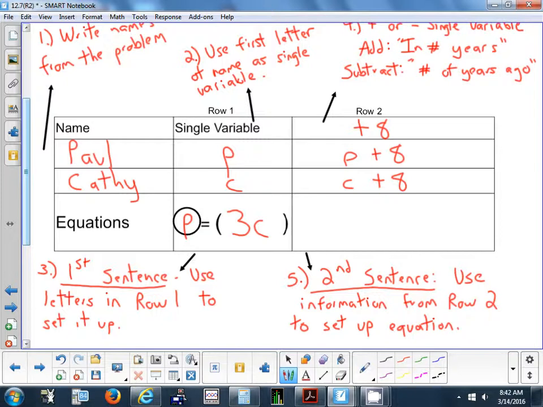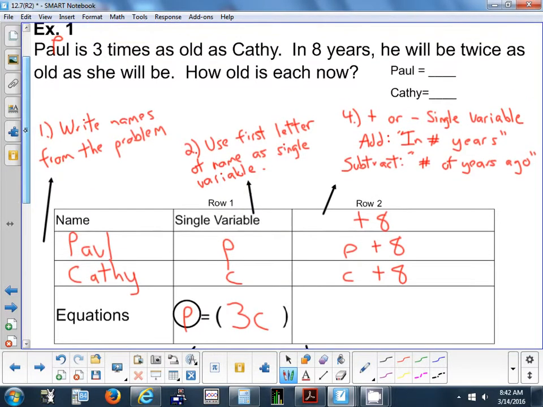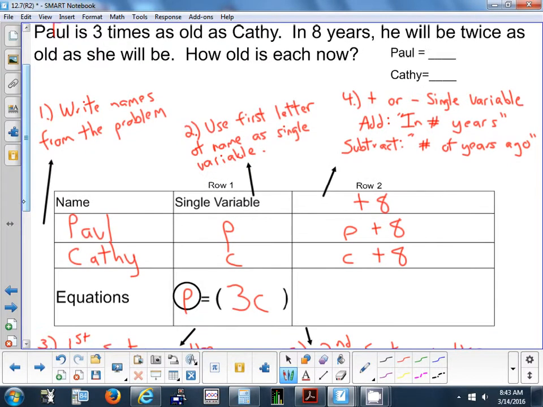So let's go back up and look. Wherever I see these people's names now, Paul's P plus 8, Kathy is C plus 8. So, in 8 years, he, who's he? Paul. But we're talking about Paul in 8 years. So what am I going to put? P plus 8. Paul is now P plus 8, because we're in the future now.